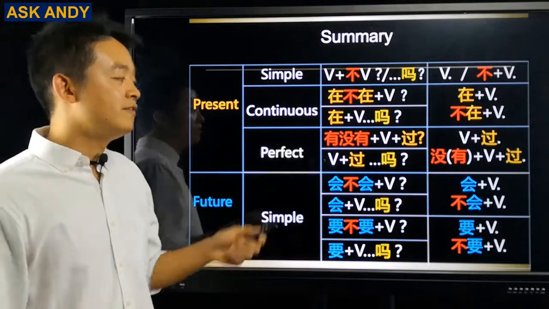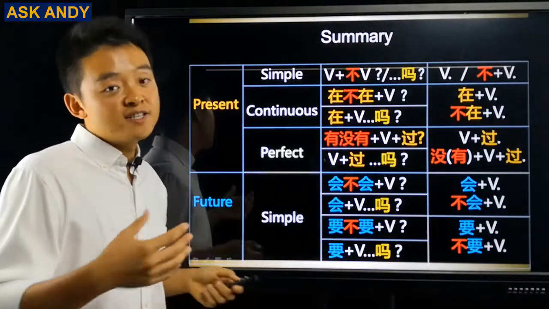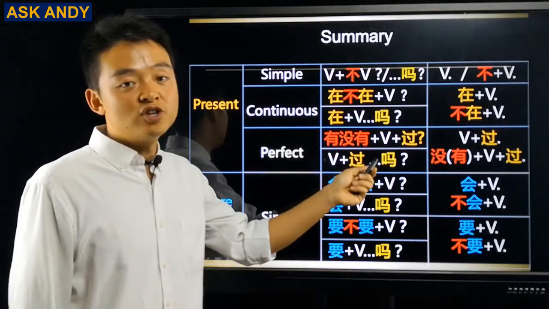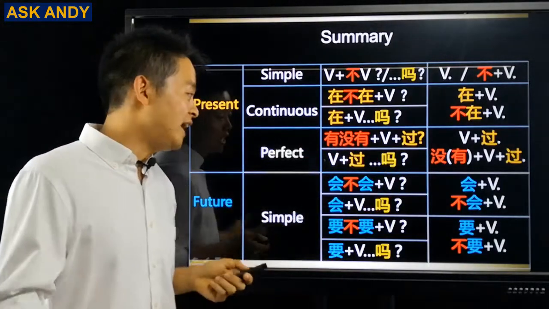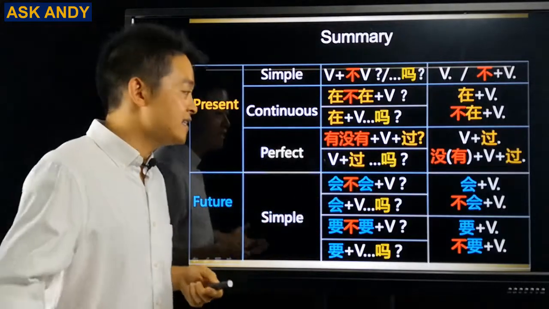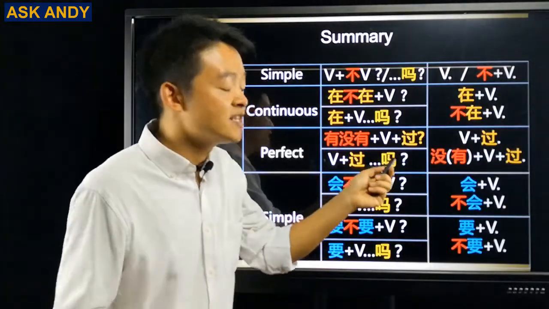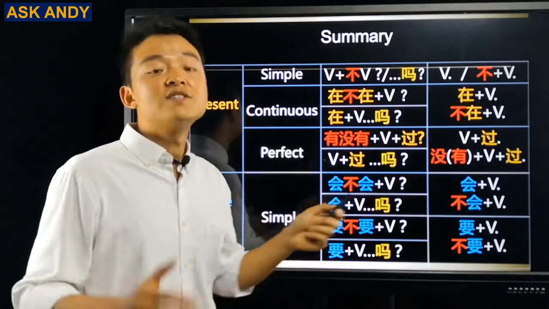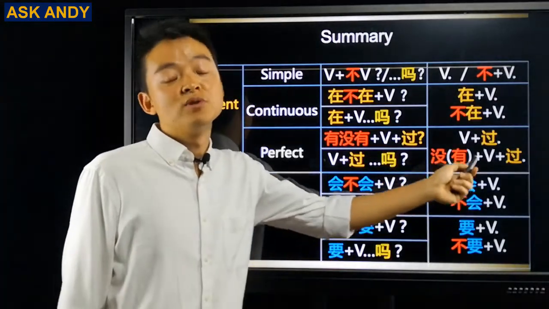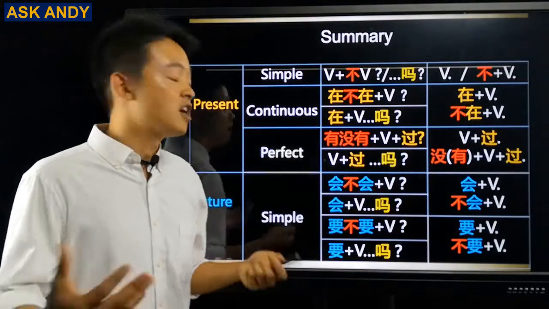And for present perfect tense, when we are asking a yes or no question, what we can do is 有没有 plus verb plus 过. The other way is verb plus 过 with ma in the end. How do we answer that question? We can just answer with verb plus 过. That is for yes. For no, we can answer with 没有 plus verb plus 过. And that 有 is optional.